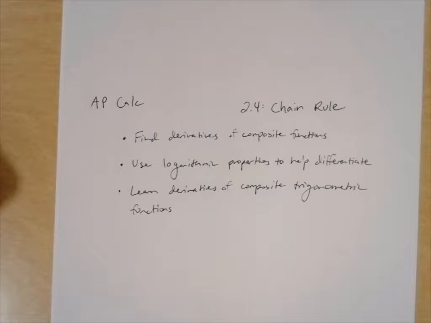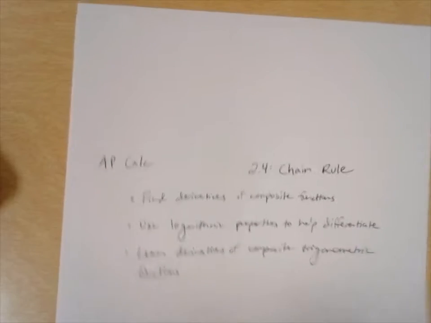Today we're going to talk about the chain rule. The chain rule is used to help us find derivatives of composite functions. So that's exactly what we're going to find, and we're also going to talk about how we can use logarithmic properties to help us differentiate, and we're going to go over some important trigonometric derivatives that you should know as we move forward.